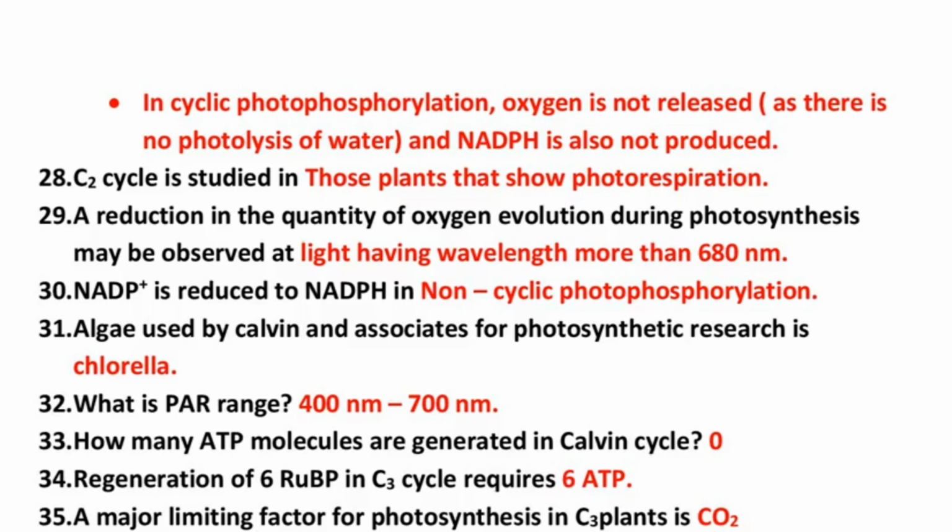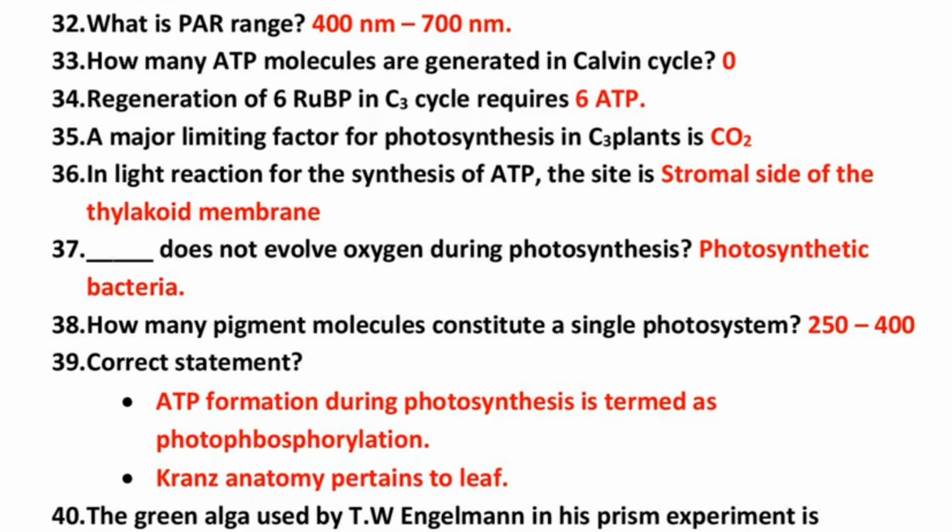Question number 33. How many ATP molecules are generated in Calvin cycle? 0. Question number 34. Regeneration of 6 RuBP in C3 cycle requires 6 ATP. Question number 35. A major limiting factor for photosynthesis in C3 plants is CO2. Question number 36. In light reaction, for the synthesis of ATP, the site is the stromal side of the thylakoid membrane.